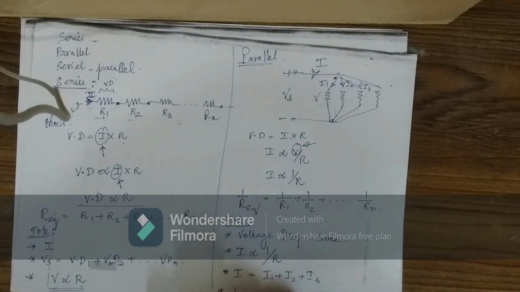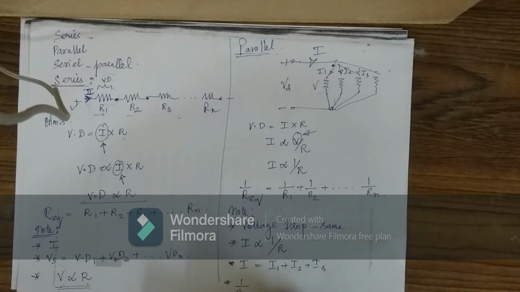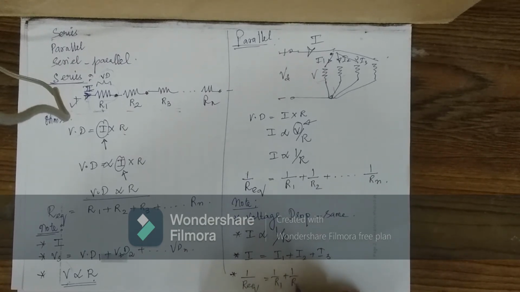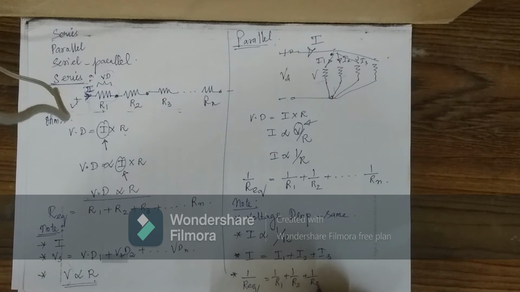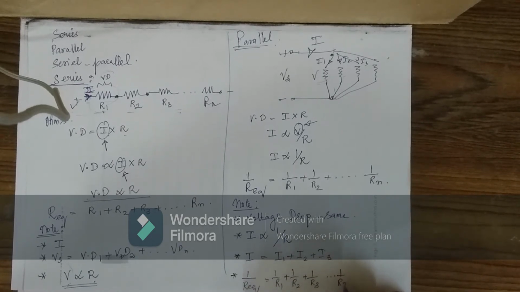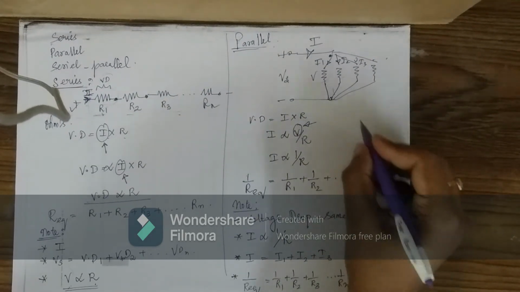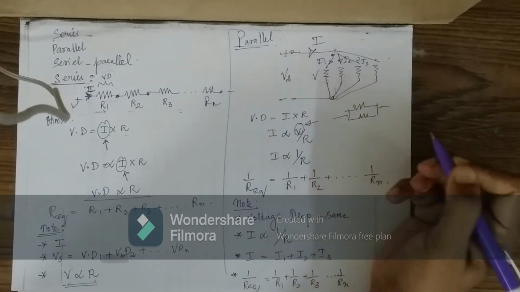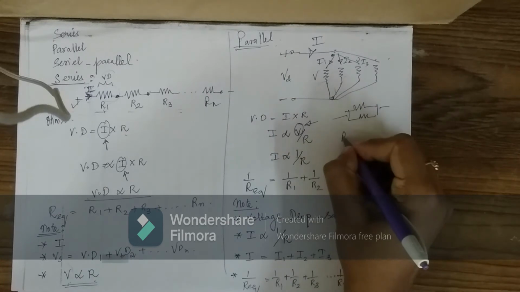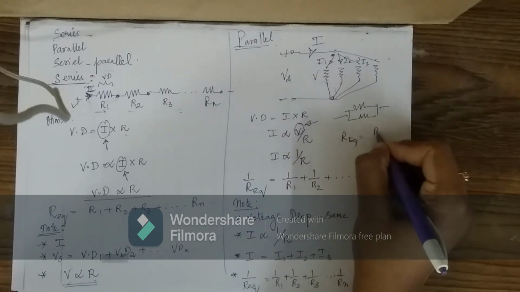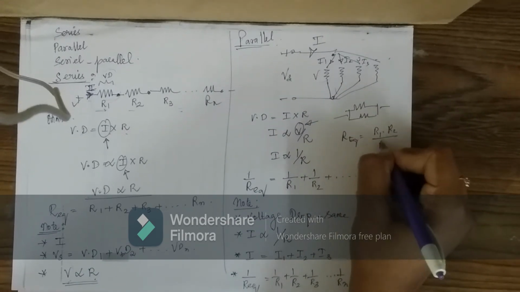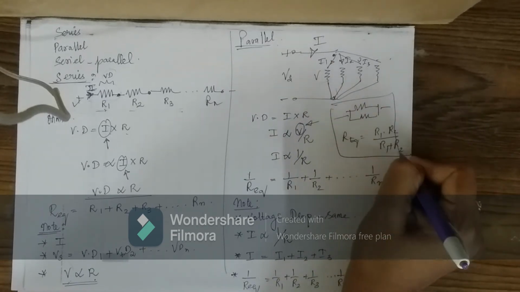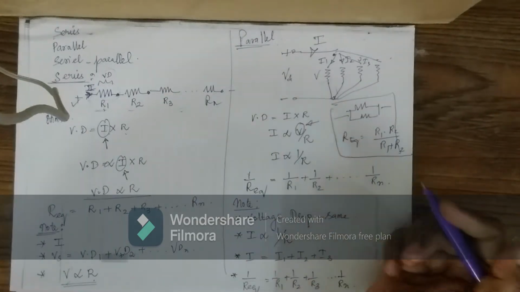Again, your R equivalent for parallel connection is 1 by R equivalent equal to 1 by R1 plus 1 by R2 plus 1 by R3 up to 1 by Rn. If there are two resistors only connected in parallel, we can use this formula: R equivalent is equal to R1 R2 divided by R1 plus R2. This is used only if we have two.